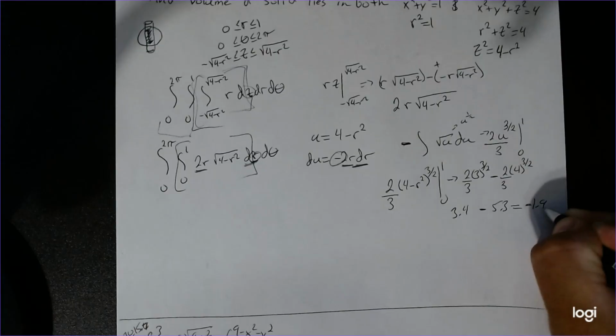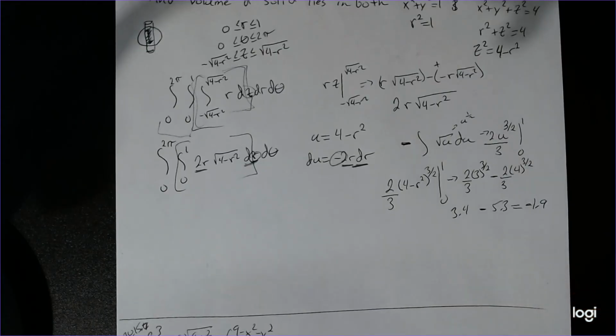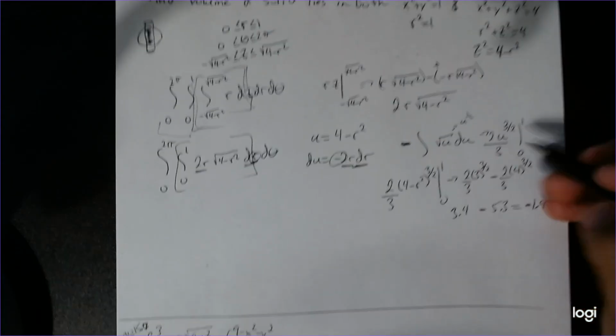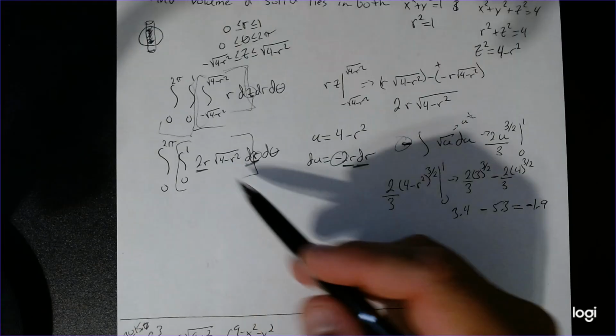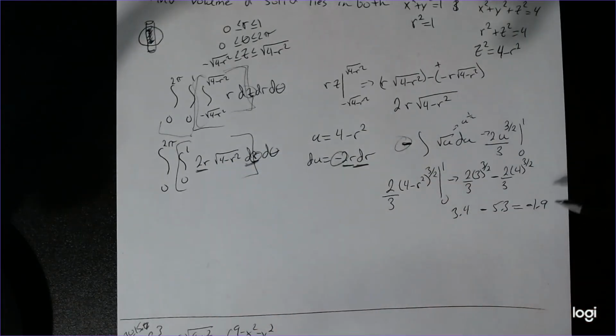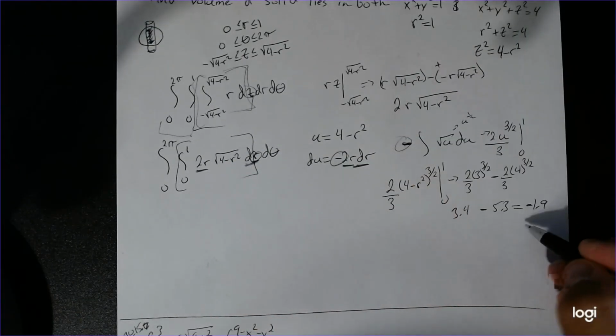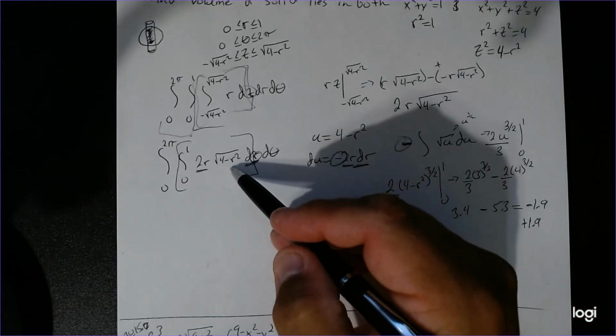Negative 1.9-ish. And then with this negative on the outside, it makes it positive. All right, so again, this is just the second part, right? Notice again, I don't do everything at once. So this is just the answer to the second integral with r.